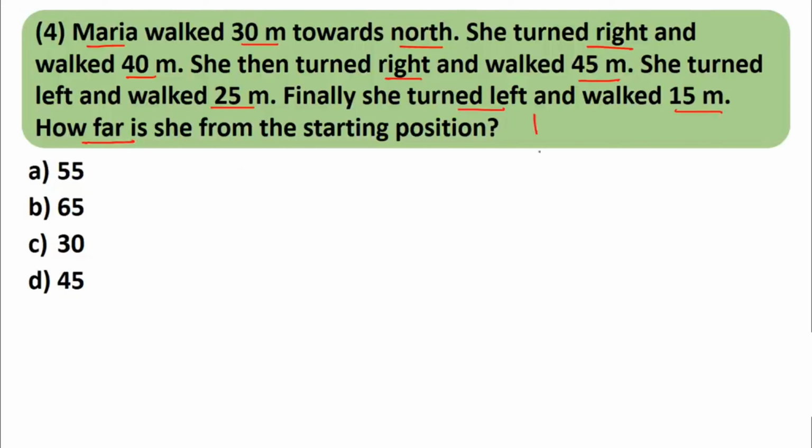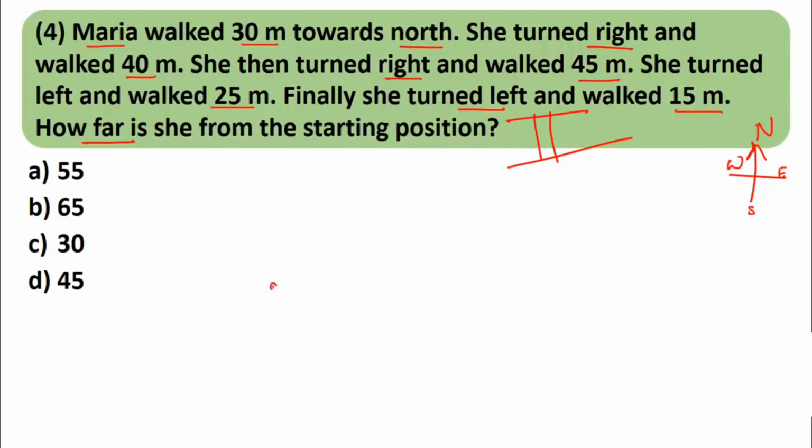Now this is a second type of sum. Earlier we saw only direction was asked. Now they are asking what is the distance from the starting position. Okay, let us see how to solve these kinds of sums. See, it is very easy. Since it is a direction sum, we will have our north. So this will be south, this will be east, this will be west, right?